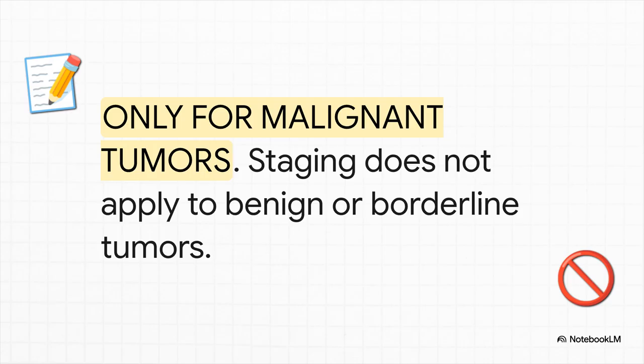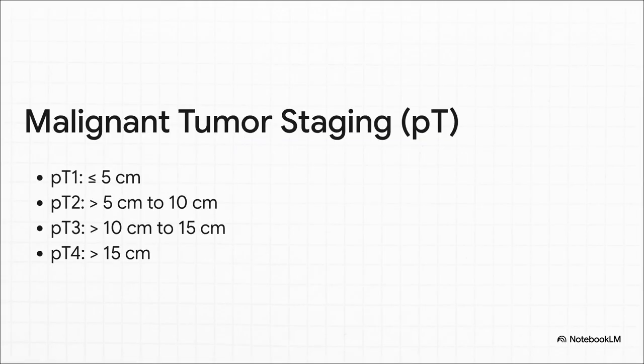End of story. Now, for those cases that are malignant, the pT category is staged using the soft tissue sarcoma guidelines, which is based completely on the tumor's greatest dimension. As you can see here, the key size cutoffs are at 5, 10, and 15 centimeters.